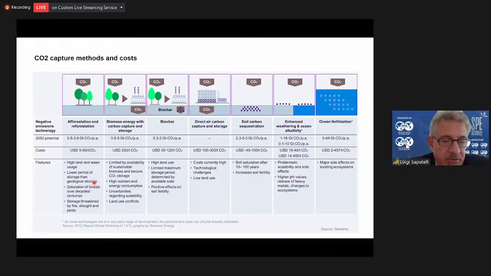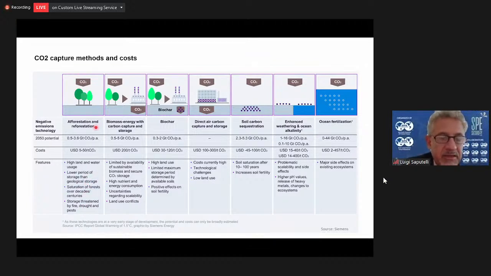I mean, you have a very limited time, because there is a limited time that you can do afforestation. You have to have saturated forests over decades and centuries, and the storage can be threatened by fire, drought, or pests. So imagine, you can easily destroy what could happen in there.